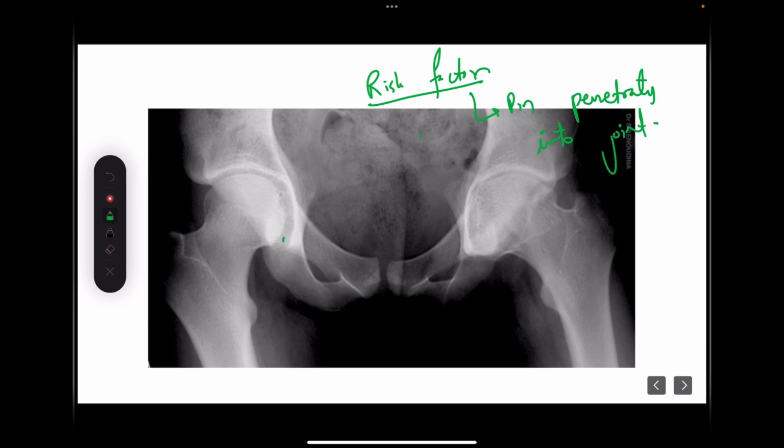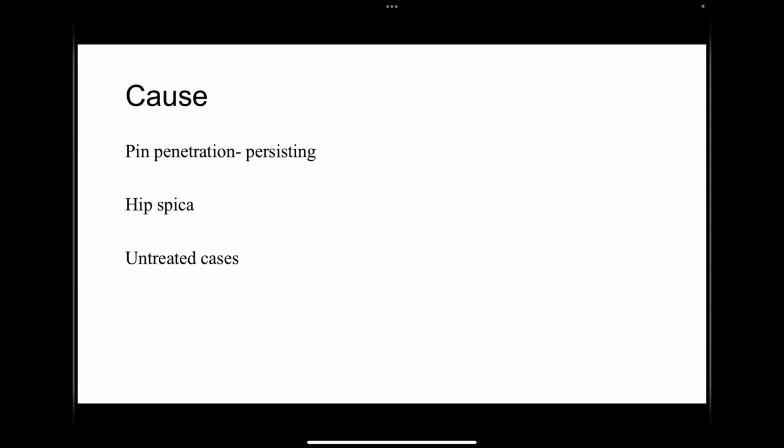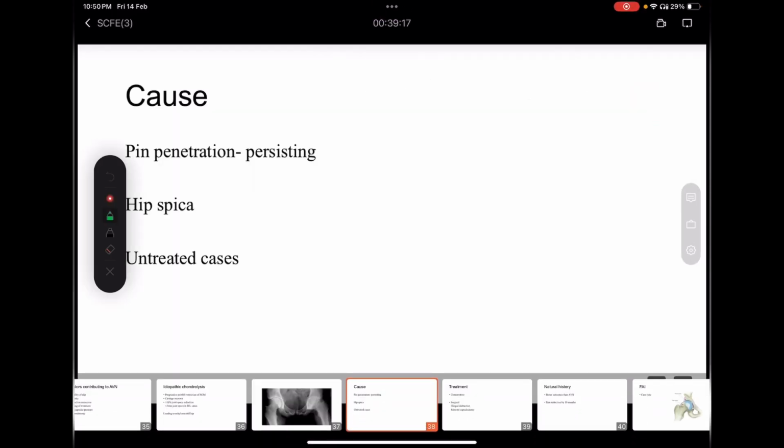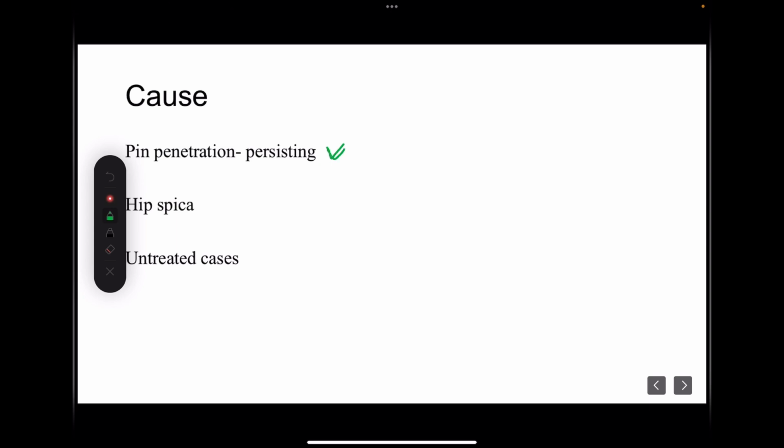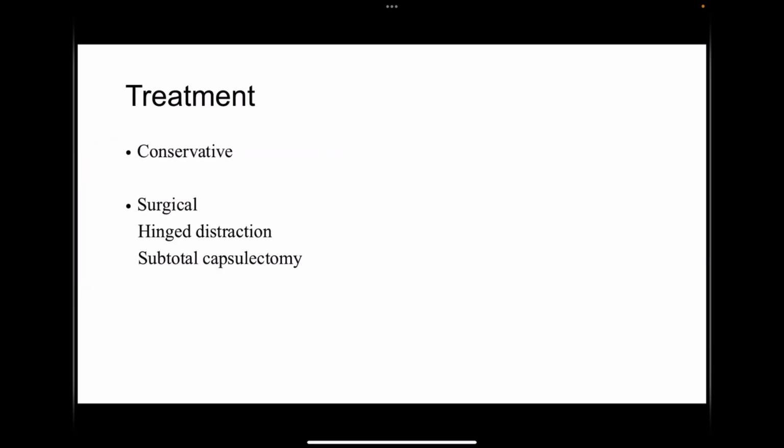Okay. So this is a risk factor for development of idiopathic chondrolysis of hip. This is what I have already told you. Pin penetration is the cause. Hip spica application is also a known cause, but not that important. And untreated cases also do develop idiopathic chondrolysis of hip. It is conservative management only.